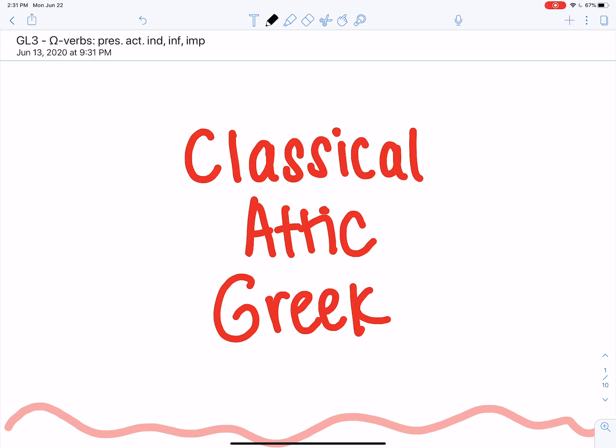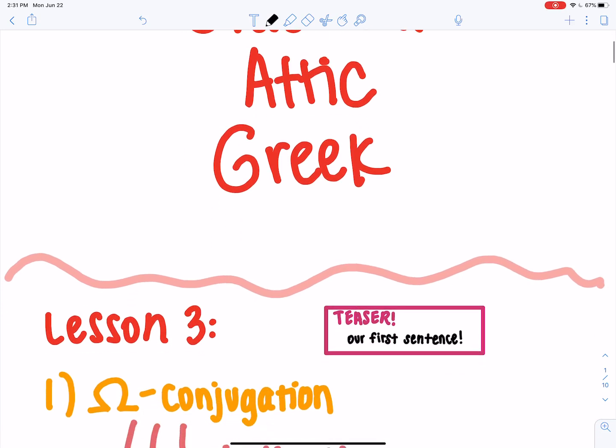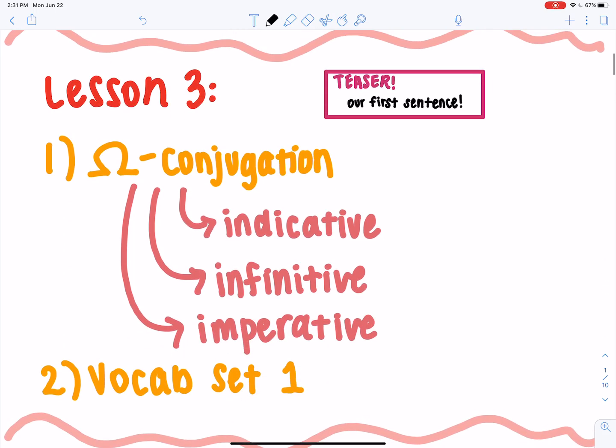Welcome back to Greek. Today we'll be learning basic conjugation of omega verbs, starting with the present active indicative, then infinitive, and then imperatives. And after we've learned that more grammar-heavy part of the lesson, we'll move on to our first set of vocab words.